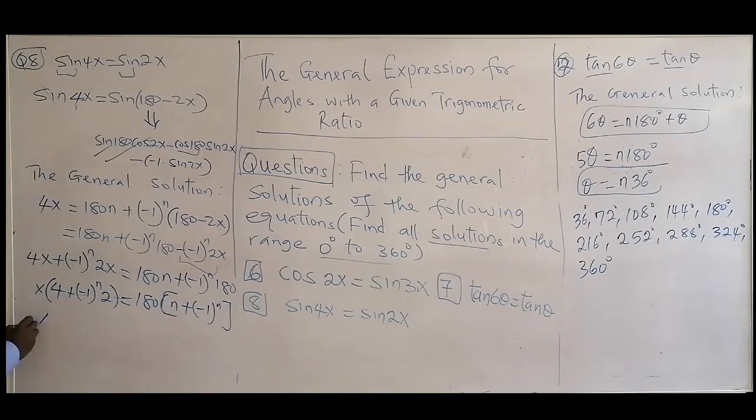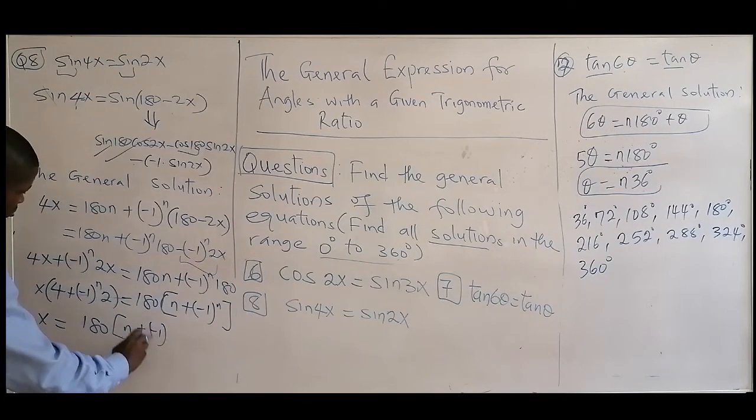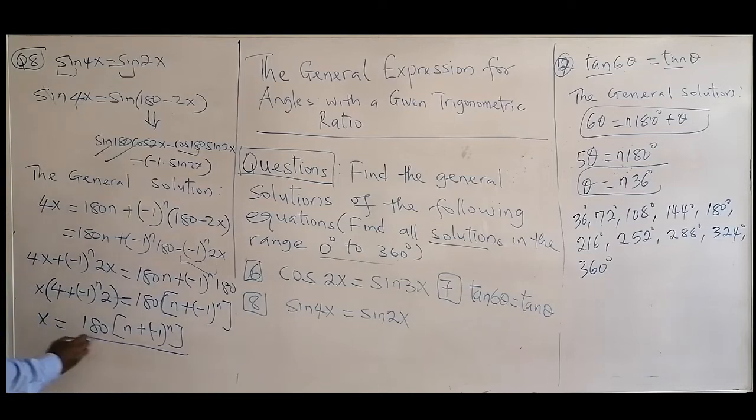So then we can make x the subject, and that will be equal to 180 into bracket n plus minus 1 power n, all over 4 plus minus 1 power n times 2. So that's the general solution. This one and this one are the same thing, but it's better to have specified equations.